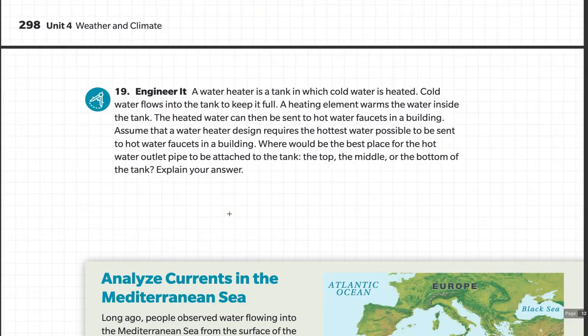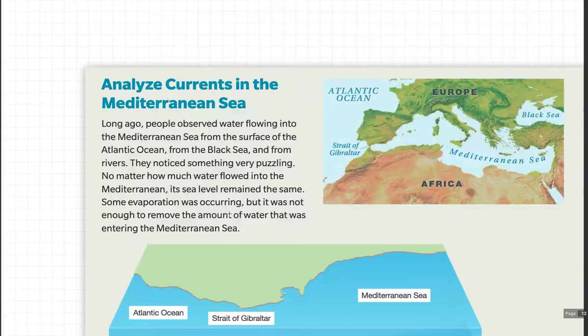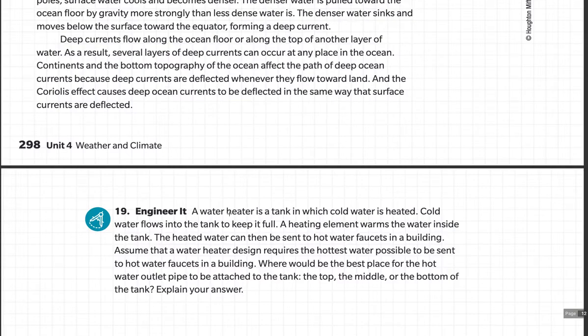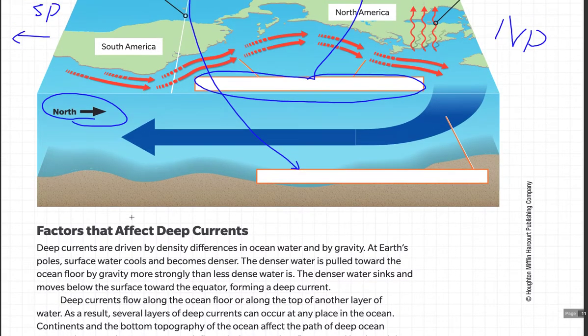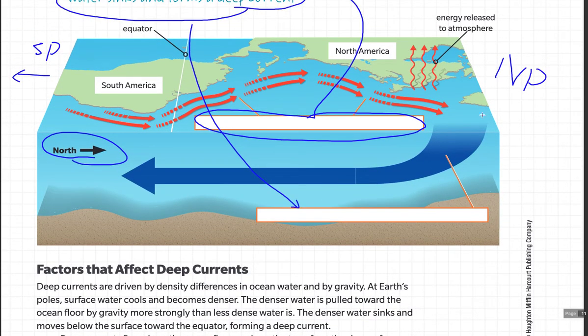And this kind of talks about some of the factors that affect deep currents, and so the Coriolis effect affects deep currents. But a good example that you could see from here is, what's one of the reasons why the water gets cold up here? Well, one of the reasons it gets cold is because it's getting farther away from the equator, so there's less solar energy up at the top.